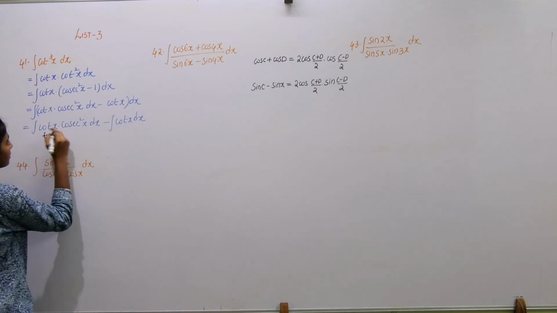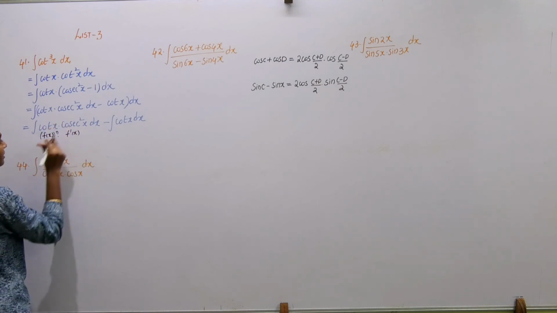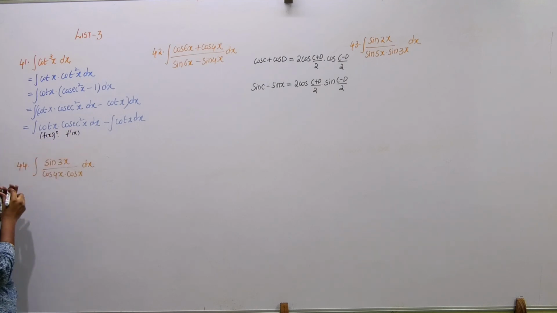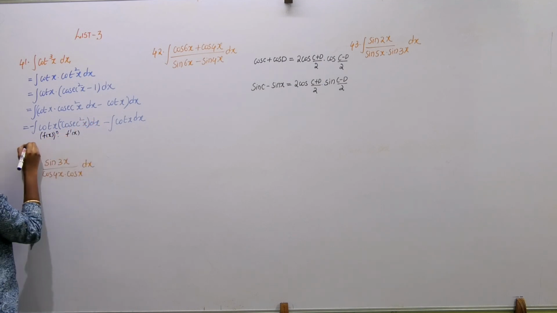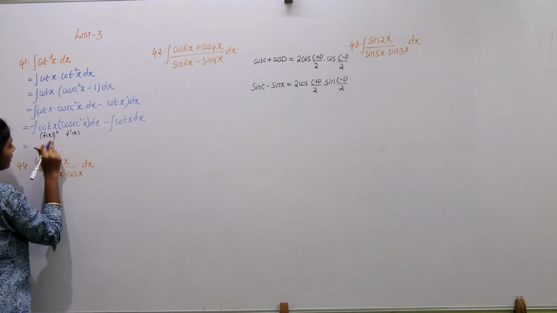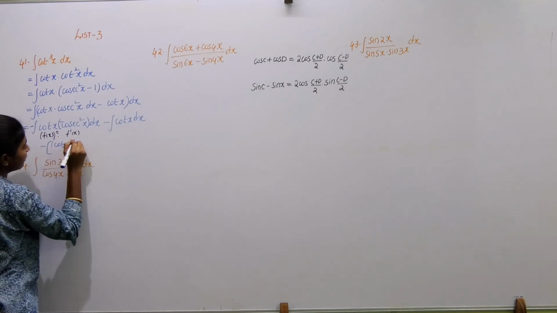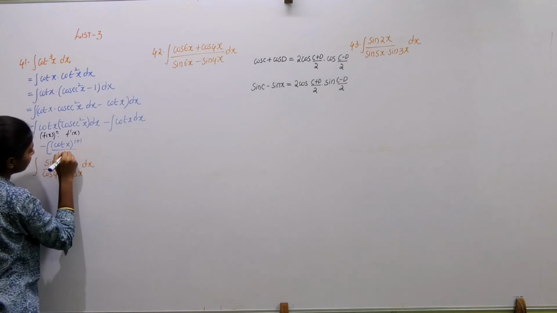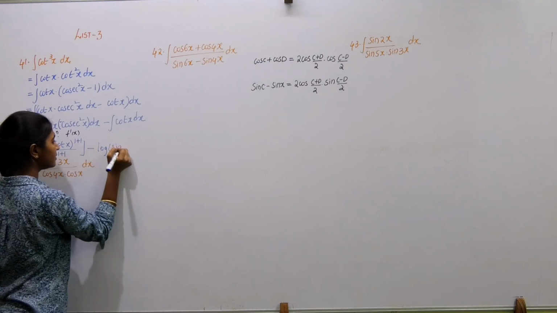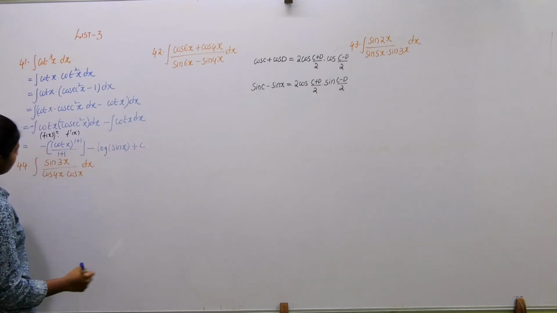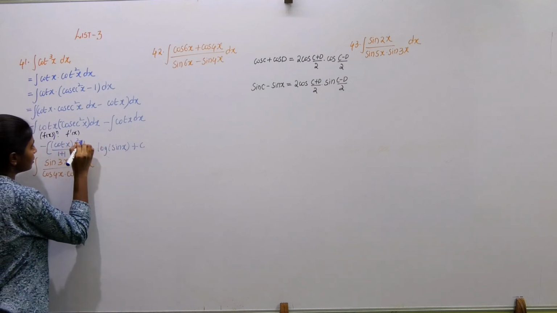This is in the form of f of x whole power n into f dash of x. But we don't have minus. d by dx of cot x is minus cosecant square x. So we adjust minus here. Then we get minus of cot x whole power 1 plus 1 by 1 plus 1, minus integral cot x, which is log of sin x, plus c. Next, this 1 plus 1 can be written as 2.